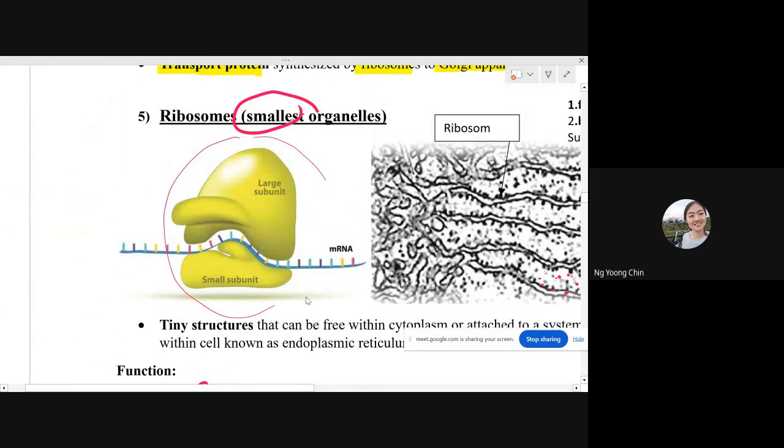I think you will learn in another chapter how the ribosome produces the protein. It happens inside the nucleus. The nucleus contains the DNA, right?